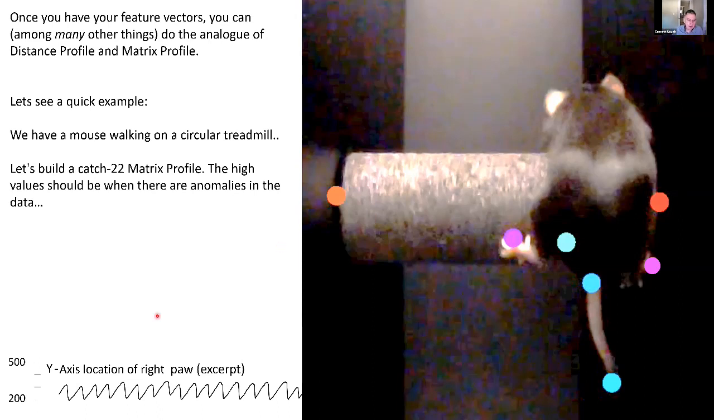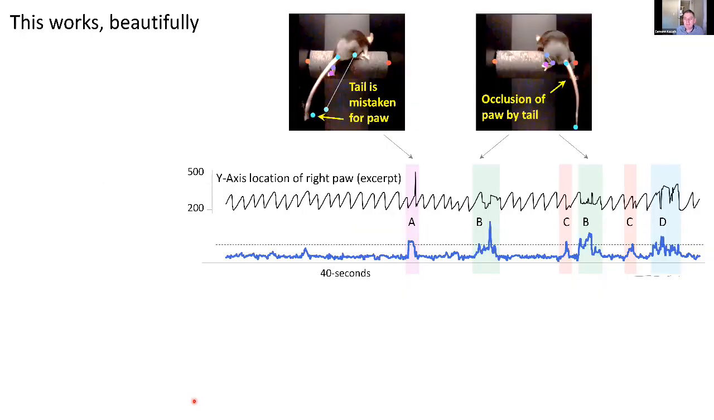So if I begin this experiment, I look at the y-axis location of the right paw, you can actually see a gait, a gait, a gait. It's basically tracking the mouse, life is good. But we do actually find some anomalies, and we can find them easily with this little trick here. So this is the matrix profile in the feature space, and it's pretty low, but again, there's a big peak here. And this peak corresponds to actually a formatting error.